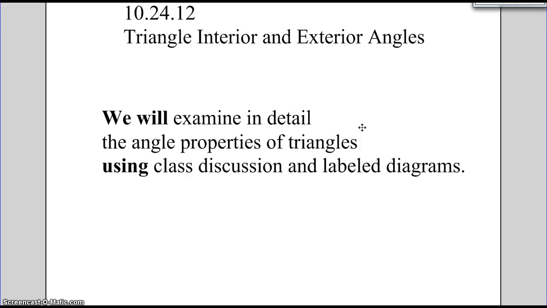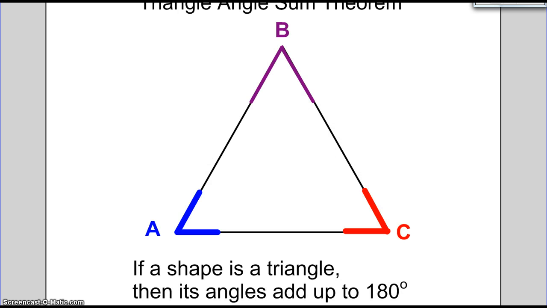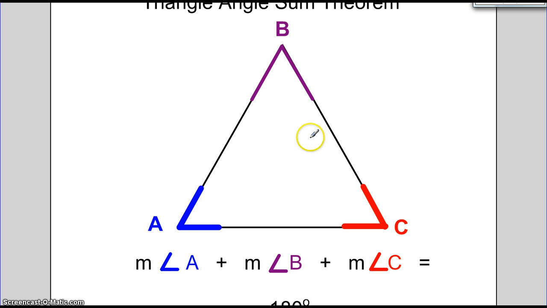Today we will examine in detail the angle properties of triangles using class discussion and labeled diagrams. The triangle angle sum theorem says that if a shape is a triangle, then its angles add up to 180. For instance, angle A plus angle B plus angle C should add up to 180 degrees.